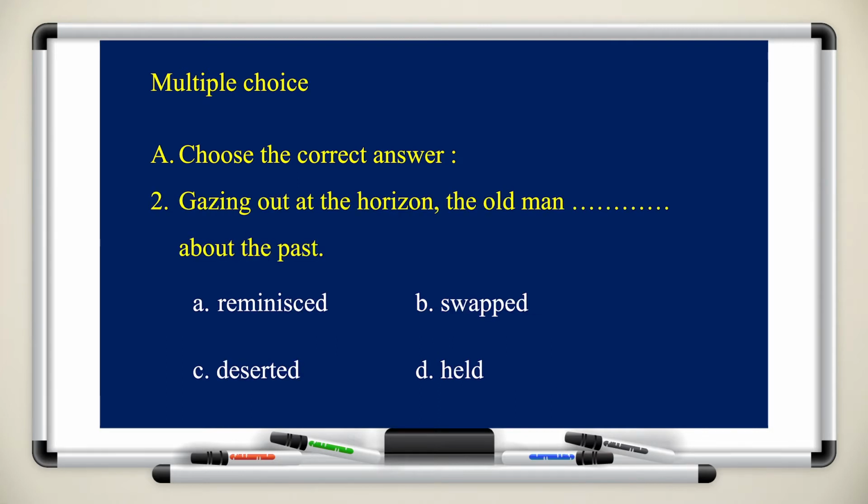Question number 2. Gazing out at the horizon, the old man blank about the past. So he remembered, tried to remember the words, so he remembered the past events. So that's the correct answer, reminisced about the past. Gazing out at the horizon, the old man reminisced about the past.